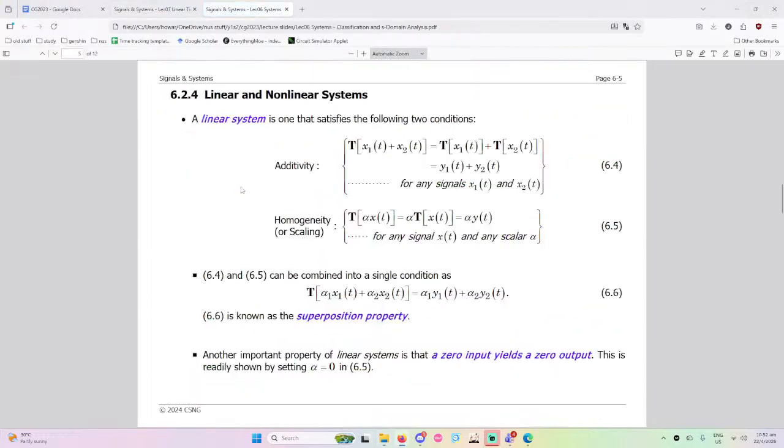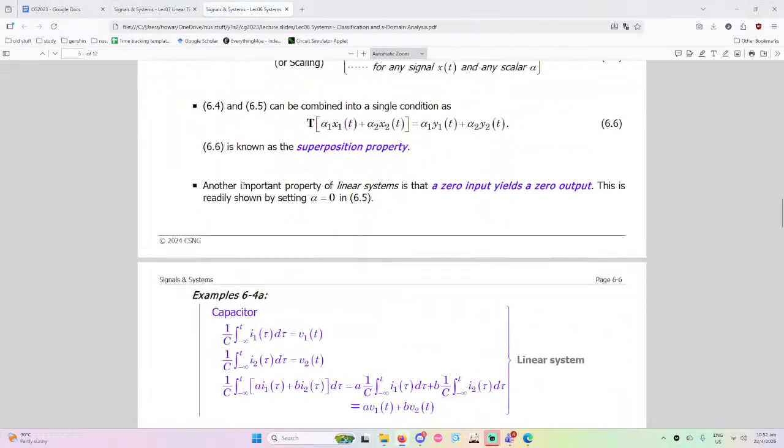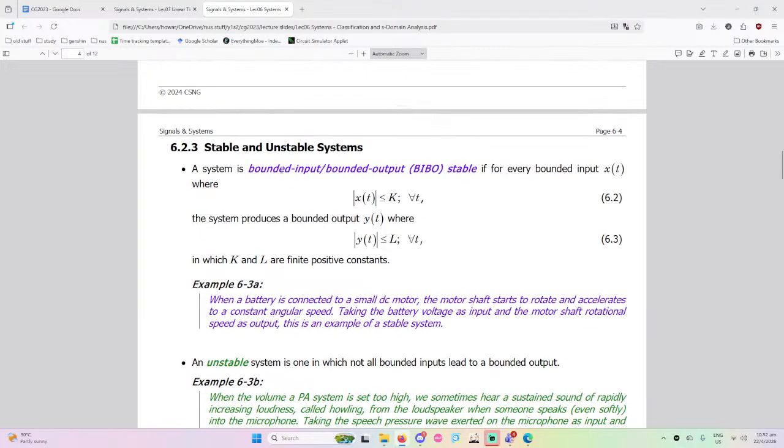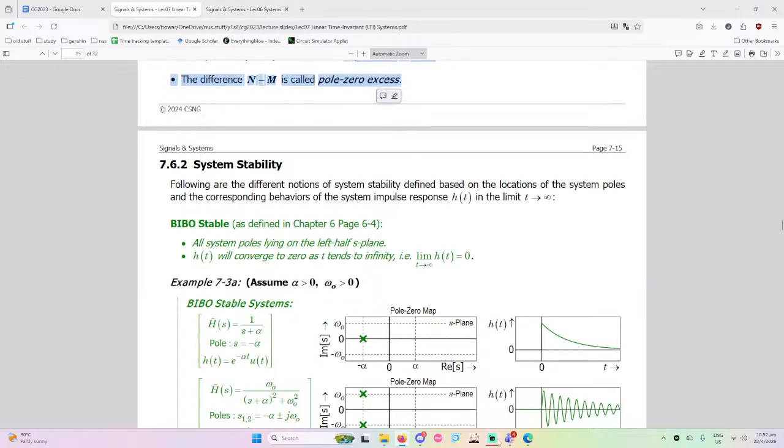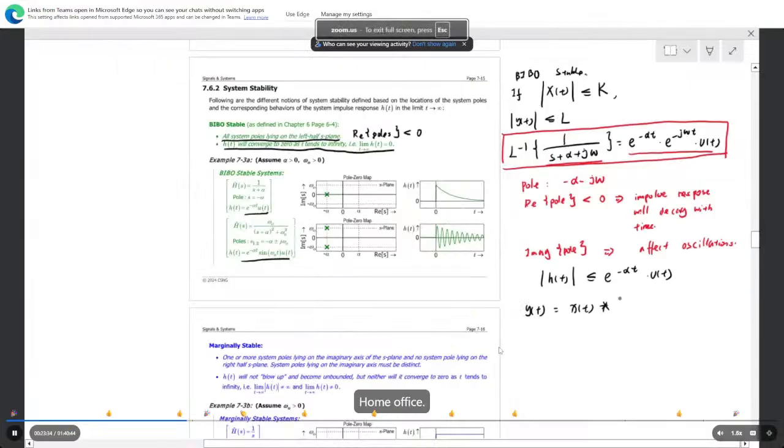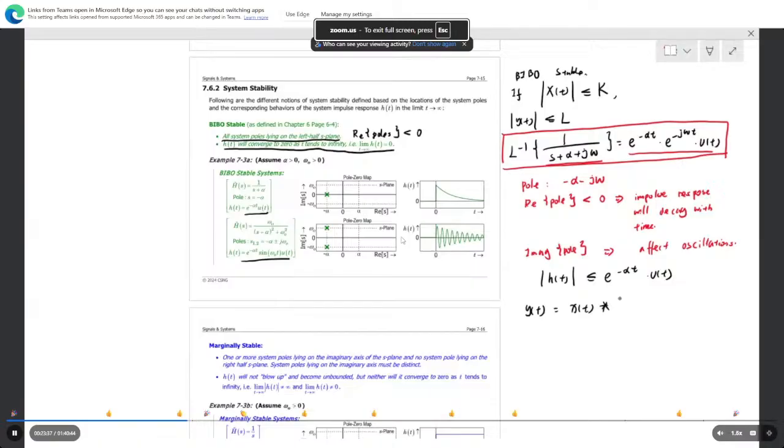Okay, so now let's look at the output. Assume we have a bounded input. Let's look at whether the output will be bounded or not. So we know that the output will be equal to the input convolved with what? The output is equal to the input convolved with h(t), correct?